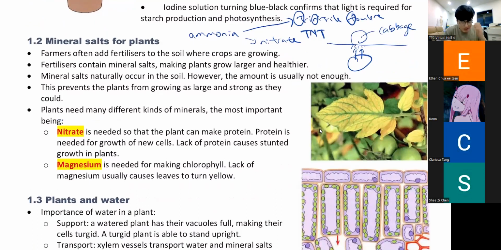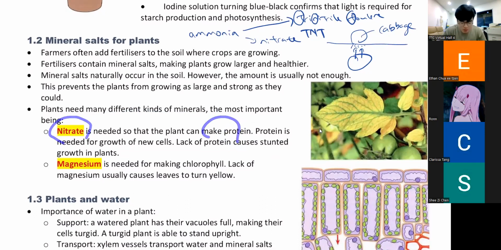The most important, okay, they need nitrate so that the plants can make protein. Okay, guys, all protein comes from nitrate. So when you eat, all your protein comes from plants, right? Without nitrate, you cannot make protein. So protein is needed for the growth of new cells. Lack of protein causes stunted growth in plants. Lack of protein also causes stunted growth in you.